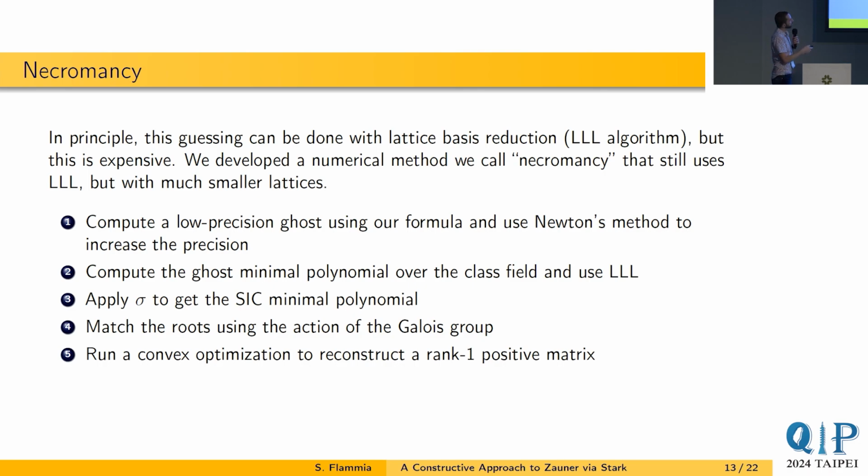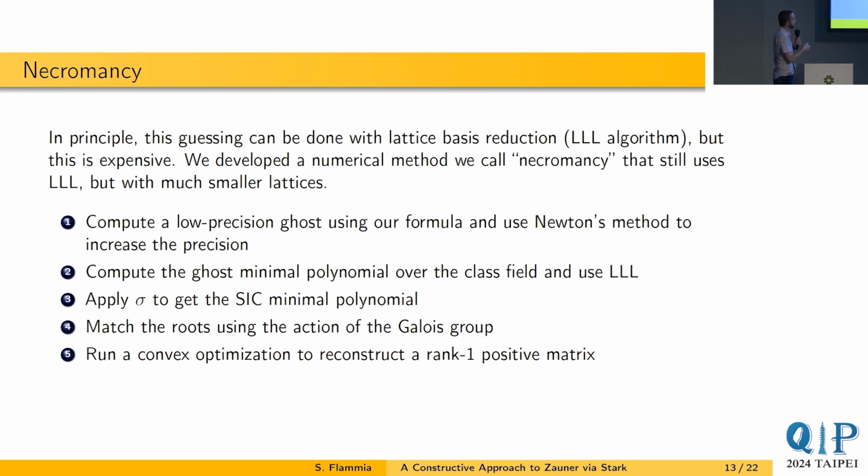And then we know the ghost minimal polynomial. So we know the degree of the algebraic relationship that these numbers satisfy. So we can just find that integer relation using lattice basis reduction. Once we have the exact representation, we can apply this Galois automorphism. And then we've lost some information in step 2, so we can get that back by using an action of the Galois group, which we also know.